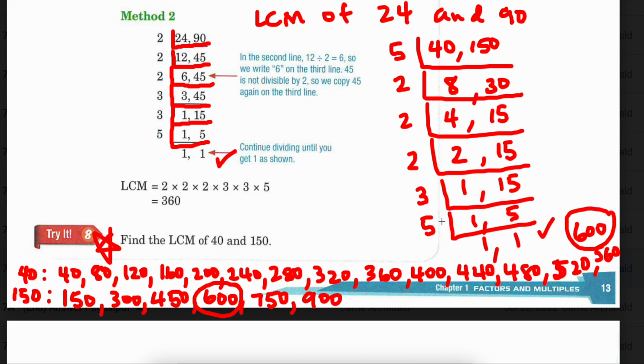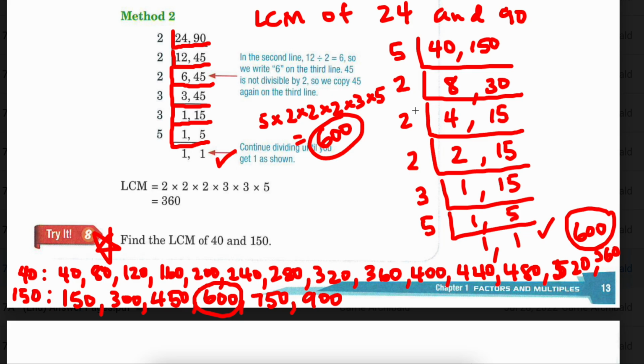And we need to multiply these prime numbers together. So 5 times 2 times 2 times 2, 3 2's, times 3 times 5. That'll give us the answer. Let me put that in my calculator. So again, 5 times 2 times 2 times 2 times 3 times 5. And that gives me 600.